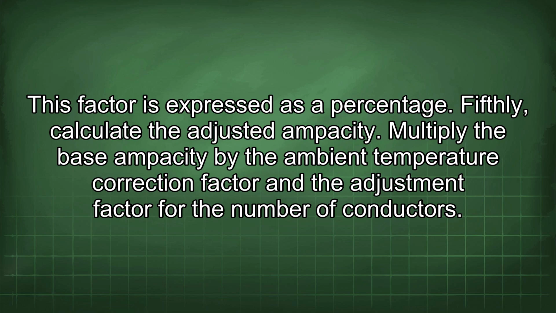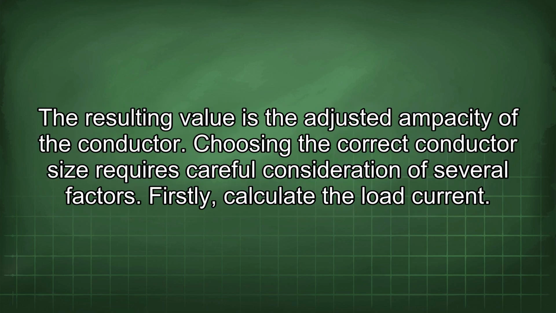Fifthly, calculate the adjusted ampacity. Multiply the base ampacity by the ambient temperature correction factor and the adjustment factor for the number of conductors. The resulting value is the adjusted ampacity of the conductor. Choosing the correct conductor size requires careful consideration of several factors.